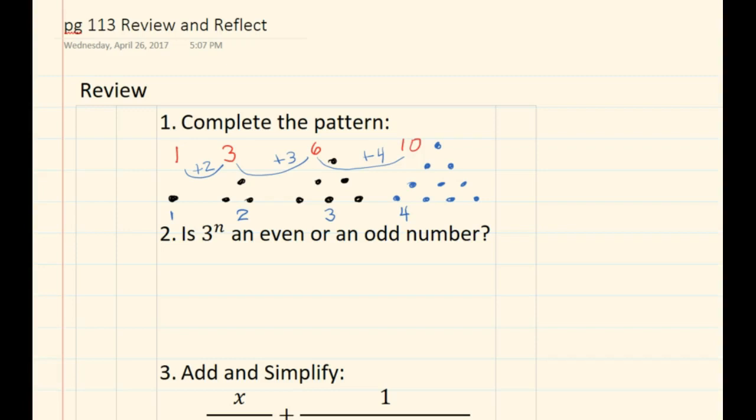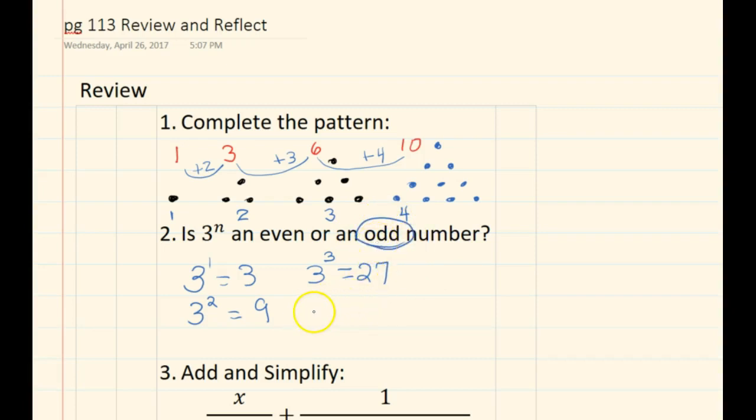The next thing we need to take a look at is, is 3 to the nth power an even or an odd number? So if we look at it, 3 to the 1 power is equal to 3, which makes it odd. If I do 3 squared, that's equal to 9. If we did 3 cubed, we're going to see that's equal to 27. So just by looking at those 3 numbers, we can probably conclude that our number is going to be odd.